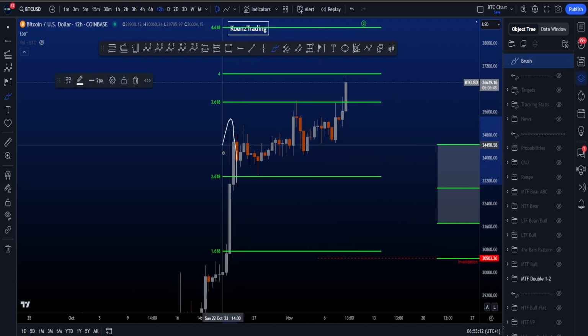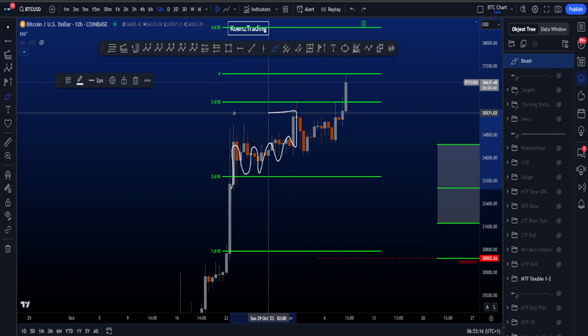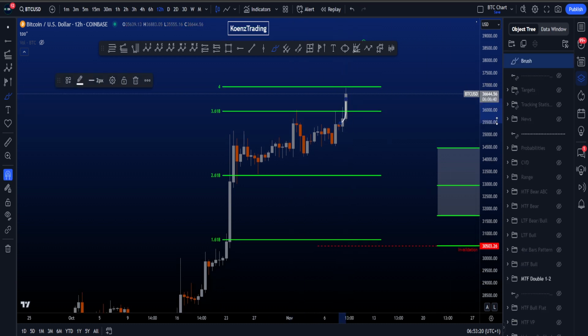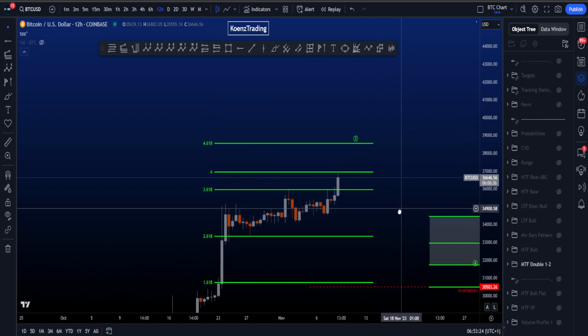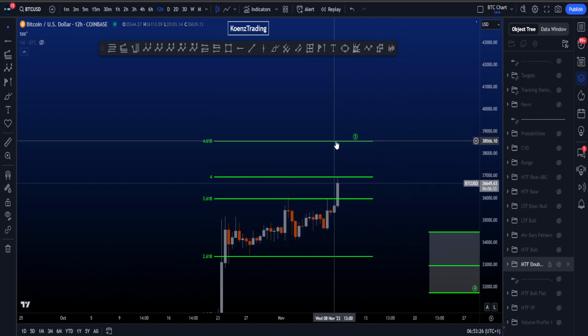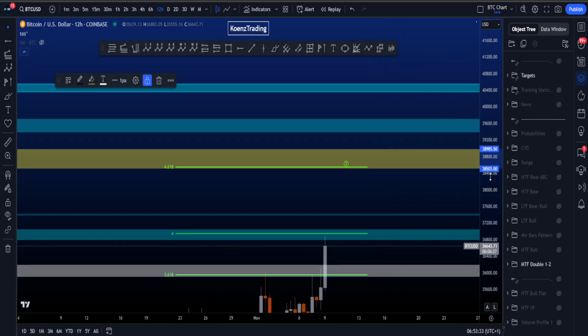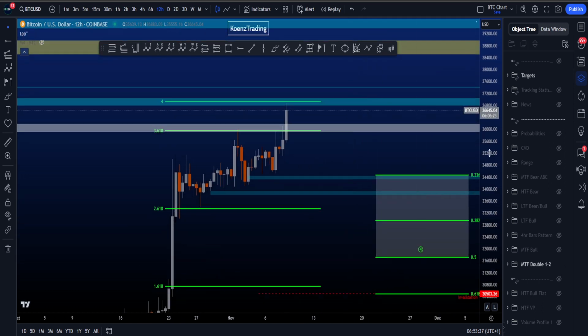Also, the 2.618 was respected with this wick moving above, ranging above, looking for the 3.618, which got respected as well. And now we are moving above the 3.618. So the 4.618 therefore becomes an interesting area, which is sitting at 38.5k, which is also at the golden target box over here between 38.5 and 39k, with very, very important resistance indeed.